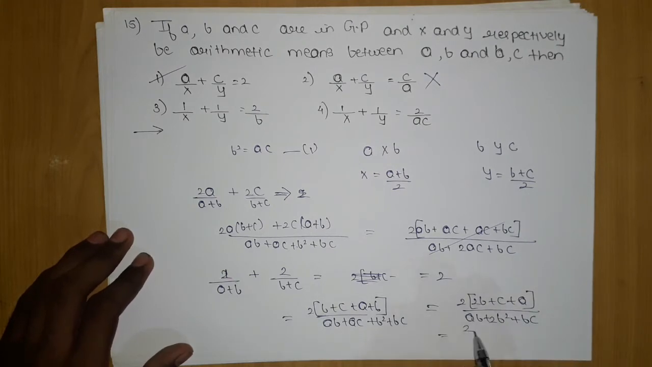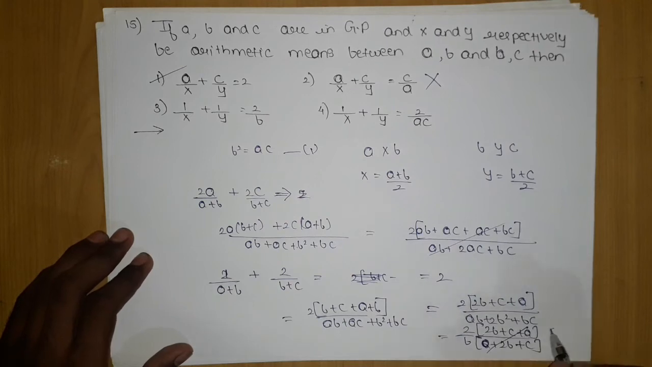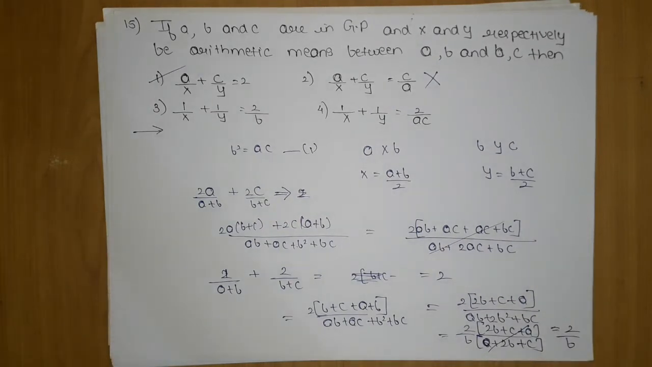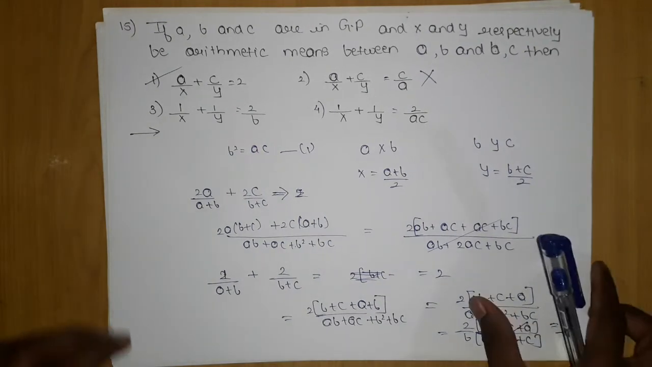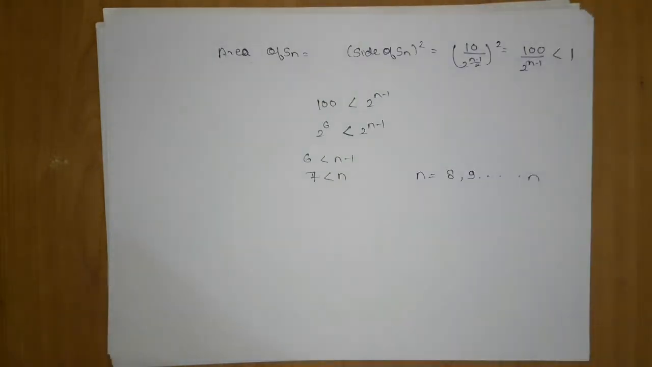Now I can take b common, 2 upon b, and if you observe, 2b plus c plus a in the numerator, upon the denominator, if I take b common, b plus 2b, sorry, here it will be a plus c, they both will become same, giving me the final answer 2 by b. So this is our answer. Hope you have understood what I meant. So the first and third are the answers. Now let's move on to the next question.